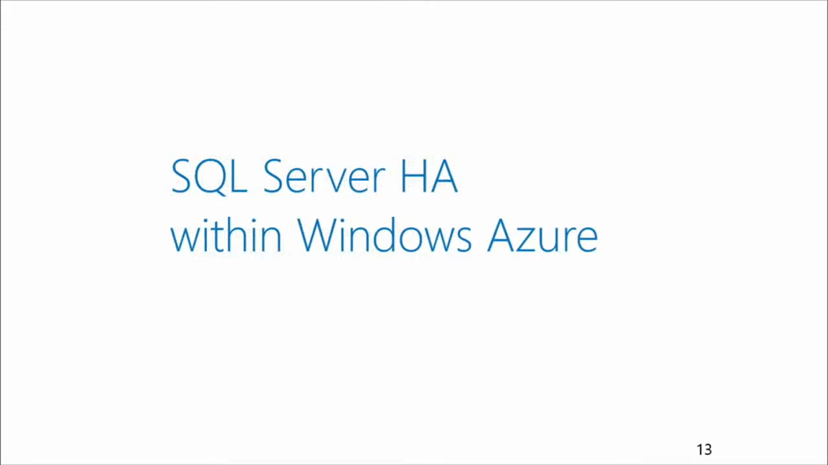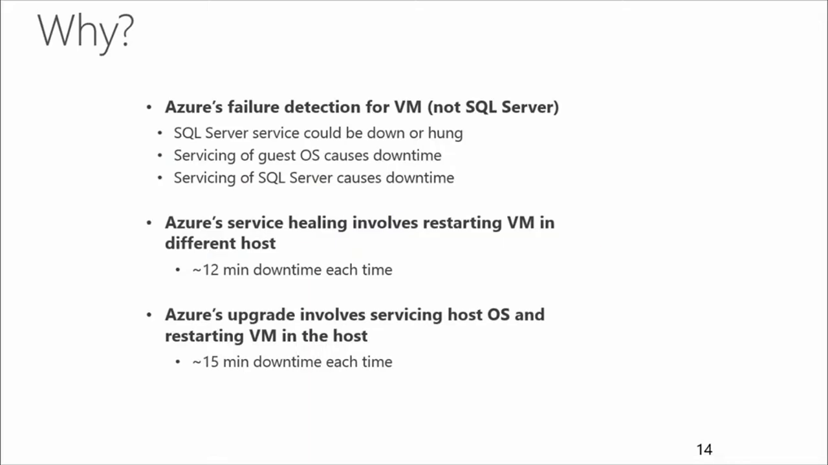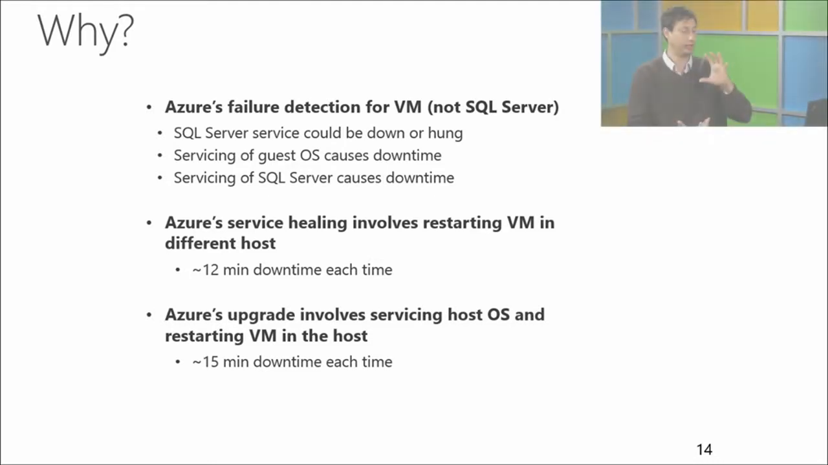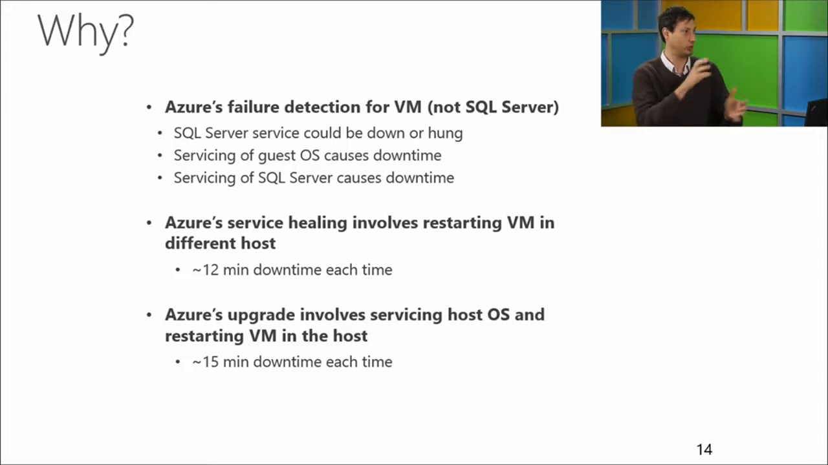Let's talk about the first scenario, high availability for SQL Server in Windows Azure. Why would you need to do this? Well, the first reason is that the failure detection that Windows Azure does is at the virtual machine level. There is a heartbeat mechanism between the host machine and the virtual machines that it hosts, and it will detect failures in the virtual machine. However, it will not detect failures inside of the virtual machine, because for privacy reasons, that's your virtual machine, and we don't see inside of it.